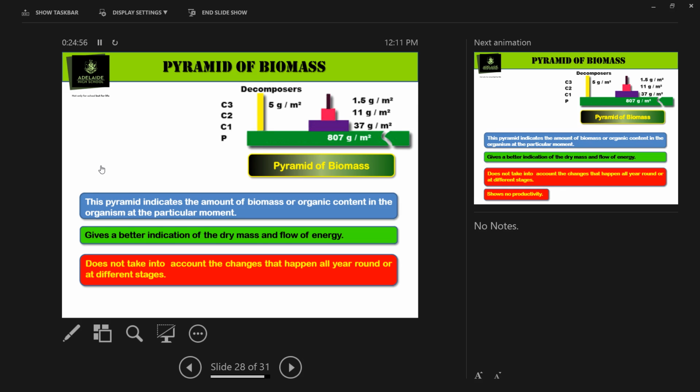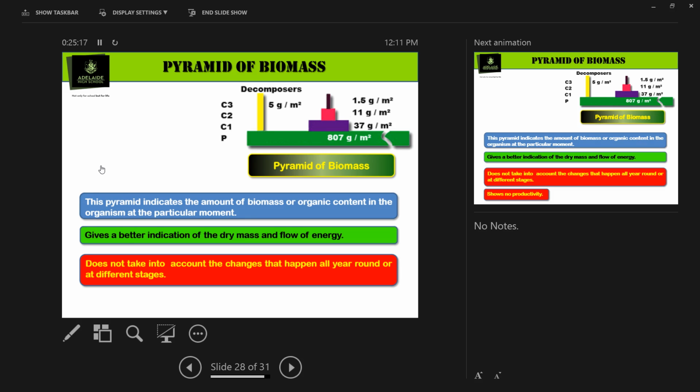It gives an amount of biomass, or the organic content in an organism, at a particular moment. It gives a better indication of dry mass. Dry mass does not include water. You're only including those which are real skeleton. And also, it can indicate the flow of energy. But the point here is this.